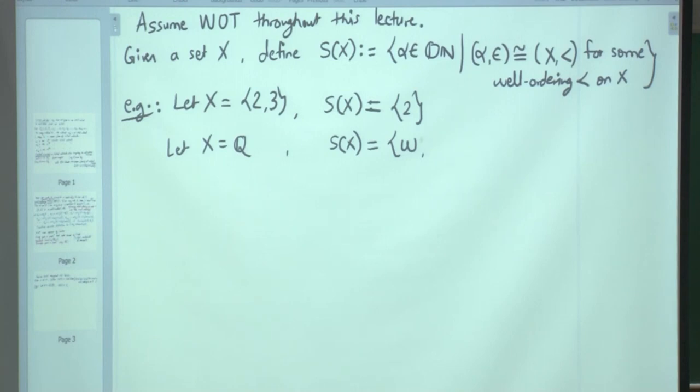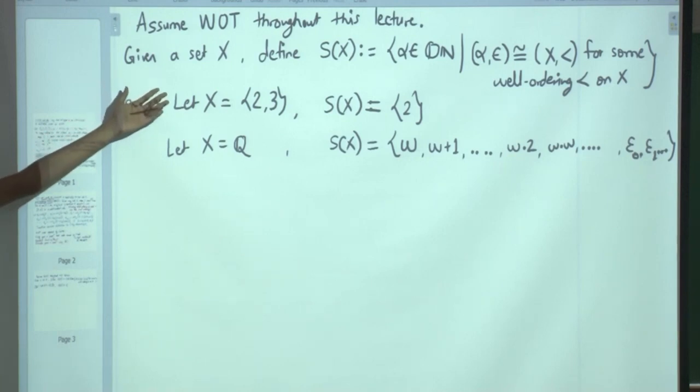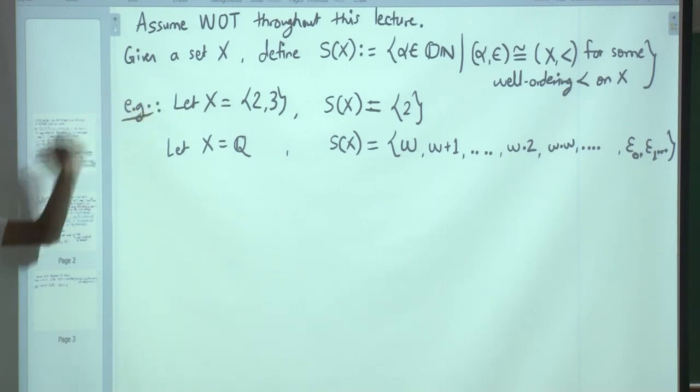Then if it is in bijection with omega, there is some other linear order. When we put that zero, the least element, at the end, then it is also in bijection with omega plus 1, an order preserving bijection. And dot dot dot. I will get all the numbers, omega times 2, omega times omega, and even epsilon naught, epsilon 1, and there is so much. Well, first of all, we should know whether S of X is a set and whether it is non-empty.